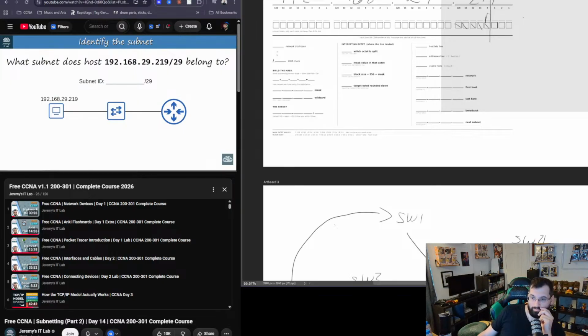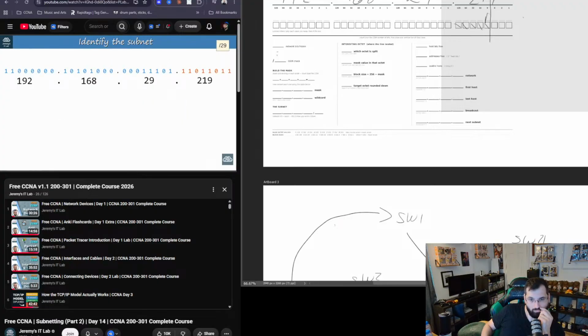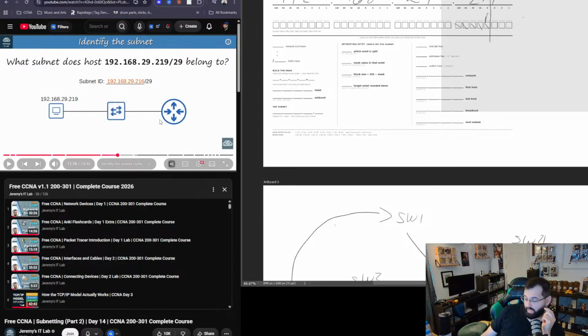Is that right? Pause the video now and try to figure out the answer for yourself. I think it'd be 8. Okay, let's check. Write out the address in binary first. Identify where the network part ends. In this case, 5 bits are borrowed from the host portion and added to the network portion. Set all of the host bits to 0, and then convert back to dotted decimal. There's our answer.